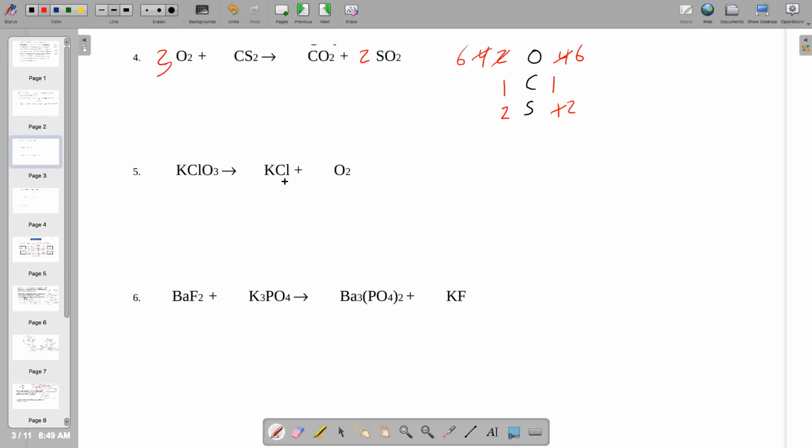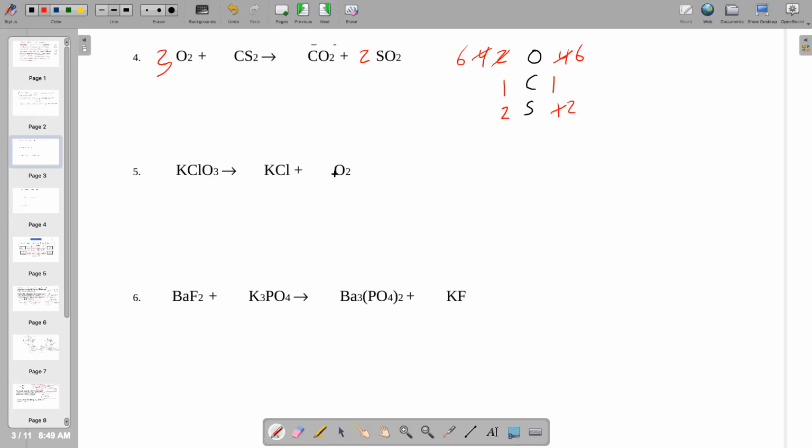So KClO3 goes to KCl and oxygen. That's a decomposition reaction. I didn't ask about reaction types, but this isn't exactly a synthesis. It's kind of a decomposition. It doesn't neatly fit into one of the categories. It's not really a single replacement either. But this is clearly a decomposition reaction. KClO3 makes KCl and oxygen.